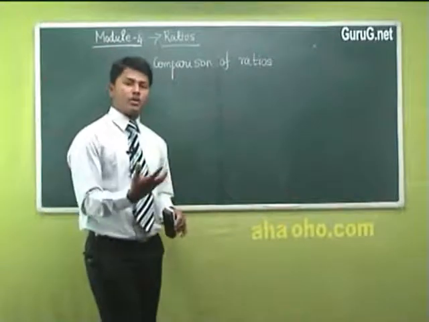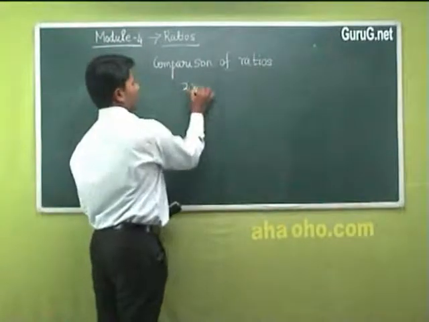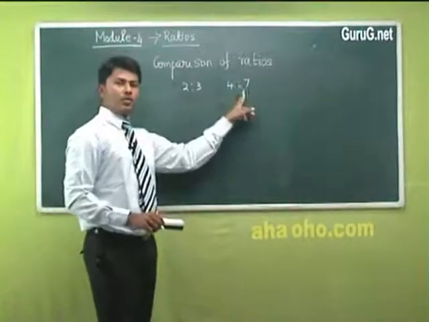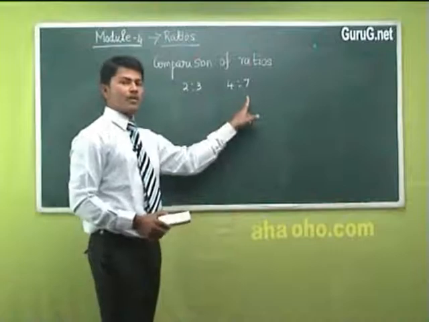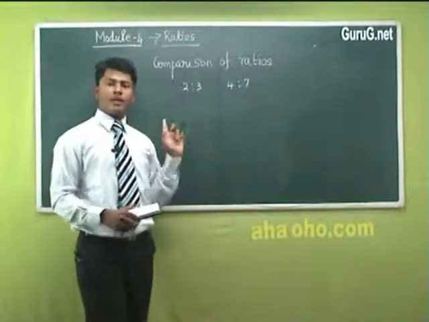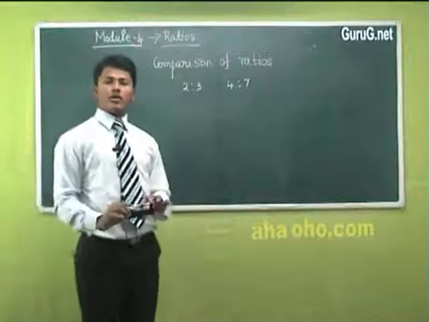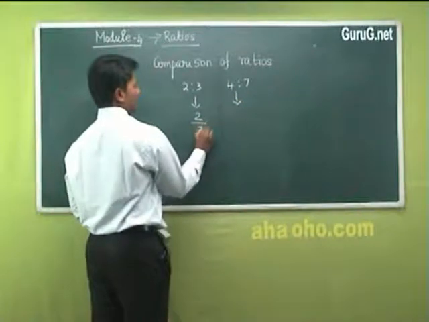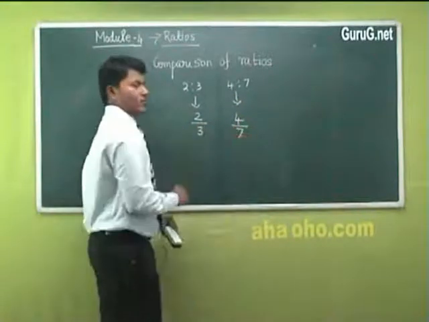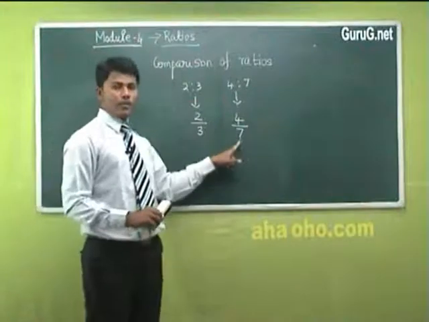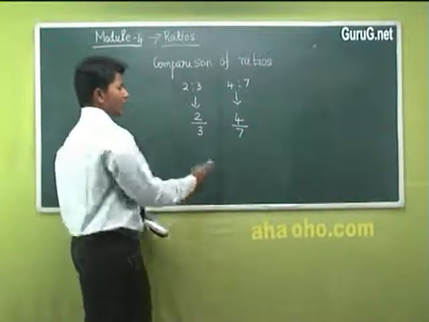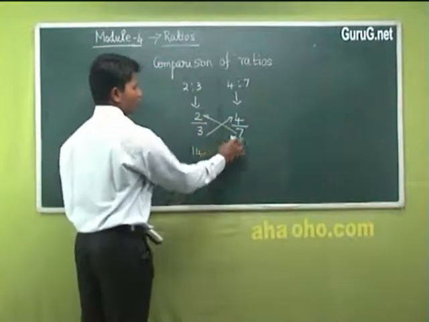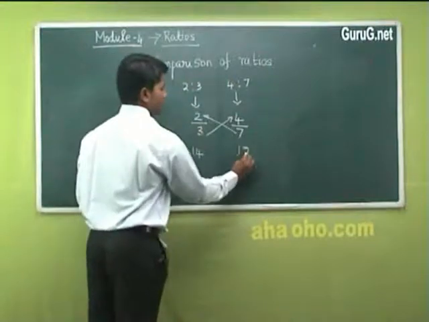Now how to compare two ratios? Say it is given as 2:3. In another case it is given as 4:7. How do we compare these two ratios, 2:3 and 4:7? Which one is greater or which one is lesser? To compare two ratios, convert them into fractional form. 2/3 and 4/7. To compare, just cross multiply the numerators and the denominators. 7 into 2 is 14. 3 into 4 is 12.